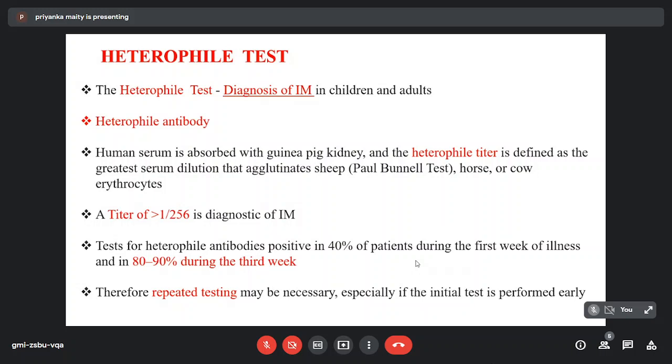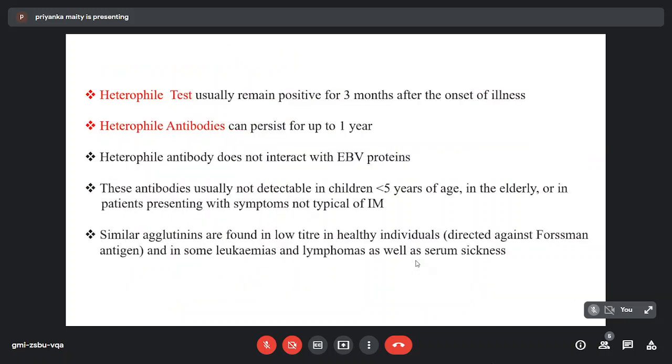Tests for heterophile antibodies are positive in 40% of patients during the first week of illness and in 80 to 90% of patients during the third week. Therefore, repeated testing may be necessary, especially if the initial test is performed early. Heterophile test usually remains positive for 3 months after the onset of illness. Heterophile antibodies can persist up to 1 year.